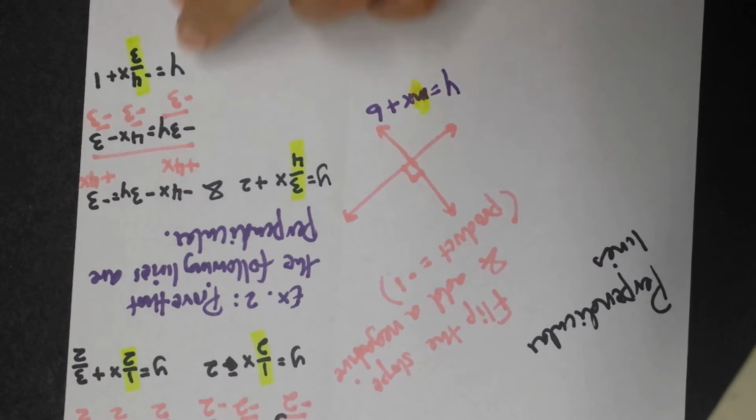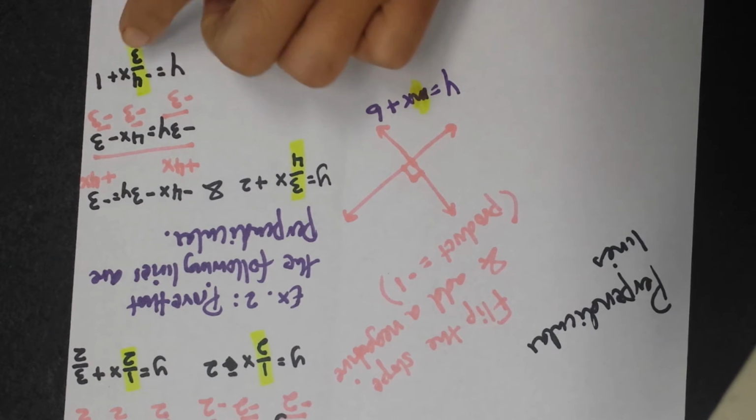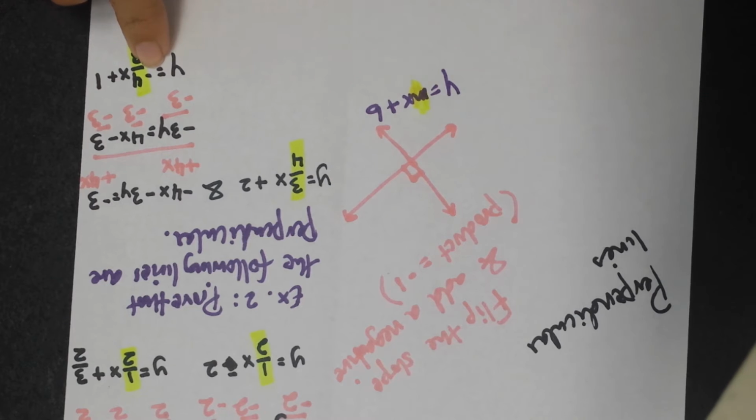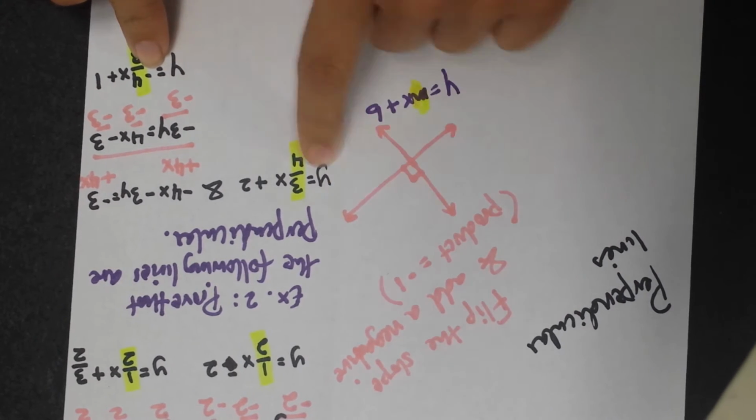So take this. Okay, you're going to go ahead and flip it. So the 3 is going to go on top, the 4 is on the bottom, then add a negative. So you got 3 over 4 and then 2 negatives. And you know that 2 negatives together are going to give you what? A positive. So they are both equal.